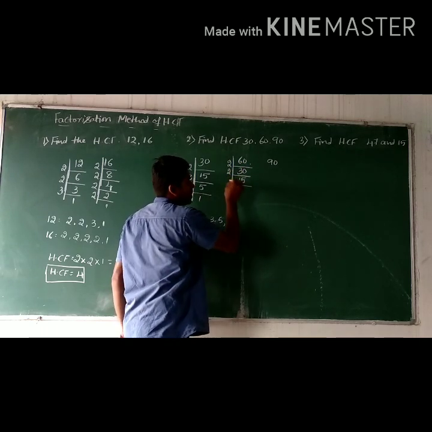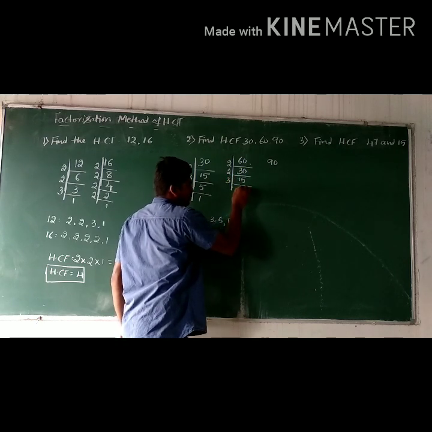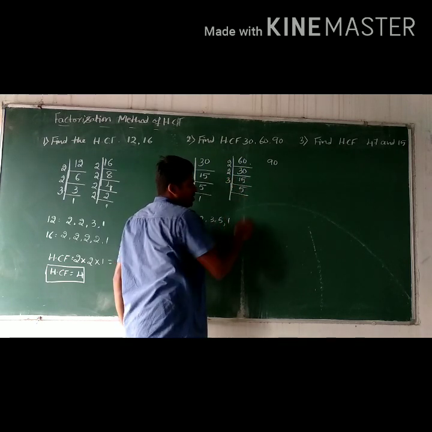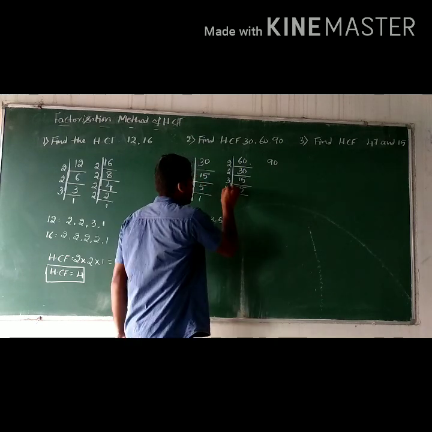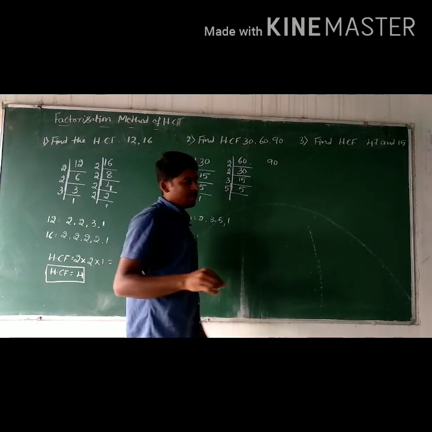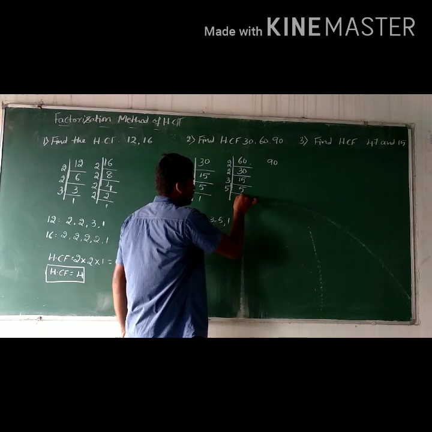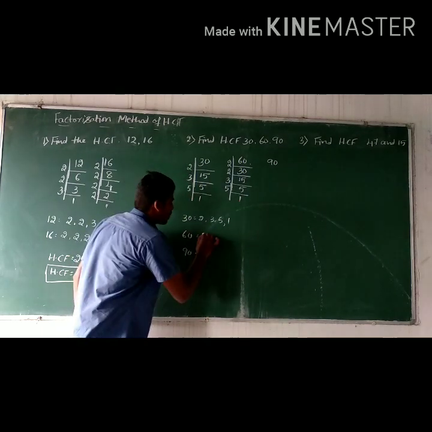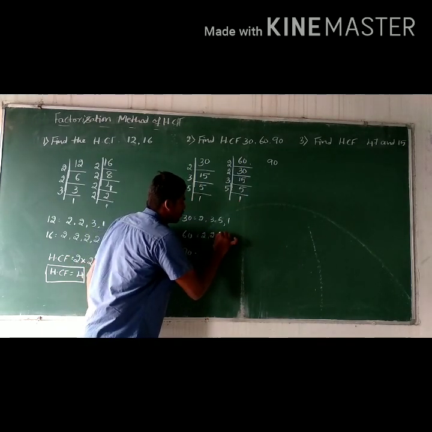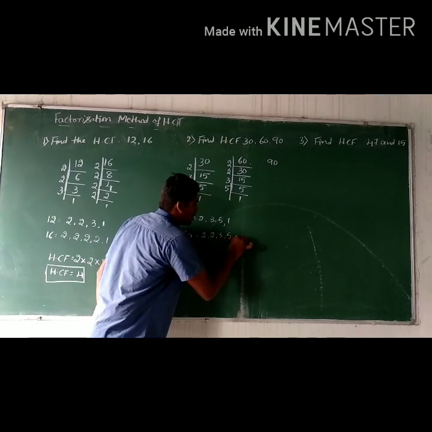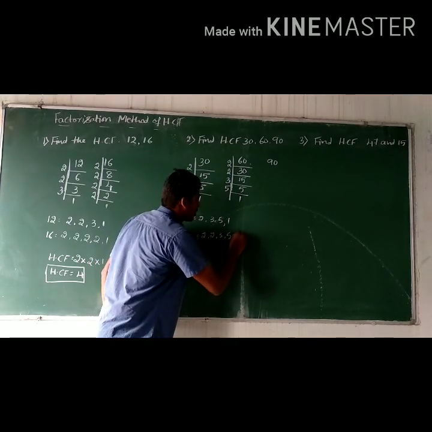15 also, divide with 3, I get 5. 5 is an odd number. Divide with 5 only. 5 you cannot divide with any other number. That's why I divide the same number and you get 1. So for 60 we have 2, 2, 3, 5 and 1.